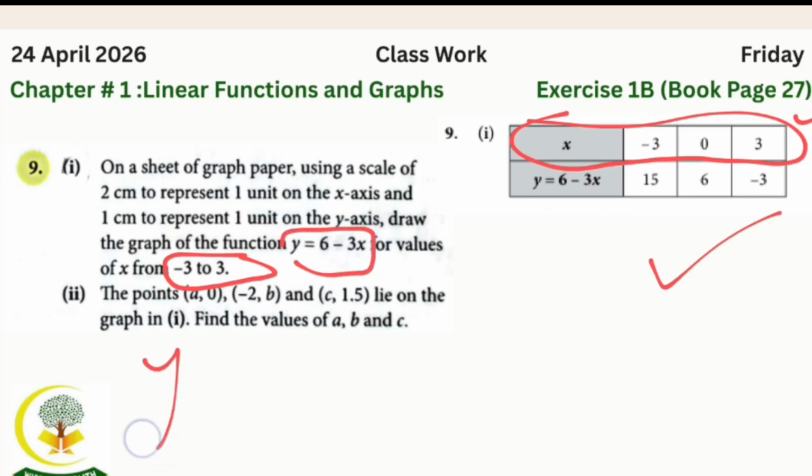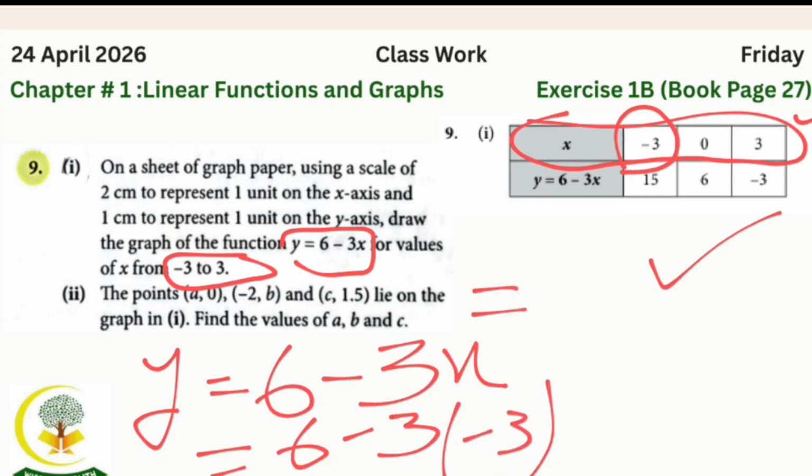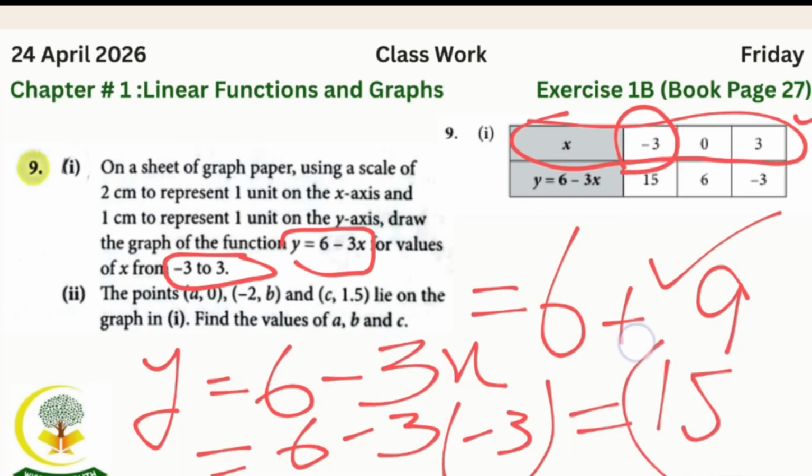So y is equal to 6 minus 3x. What is the value of x here? Minus 3. Well done, Daniel. So 6 minus 3 times x, the value of x is minus 3. So 3 threes are actually 9. Well done. So plus 9, right? So 9 plus 6 is 15. So this is how you have to fill this whole table. Clear? So 15 is the value.